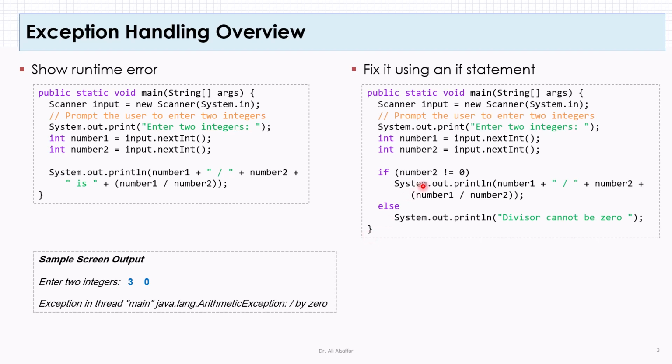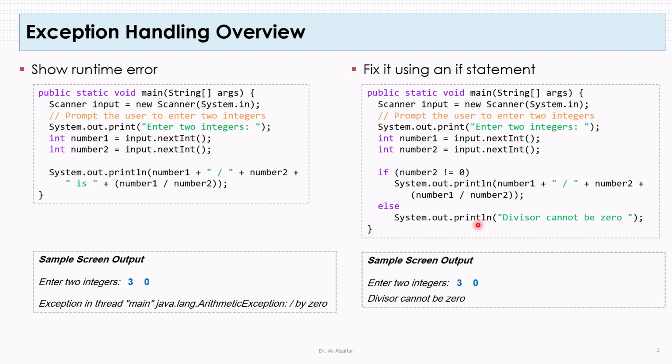A simple way to fix this error is to add an if statement to test for the second number, as shown in this listing. After reading the two numbers, number 1 and number 2, we have an if statement that tests number 2. If it is not equal to 0, then the program simply divides number 1 over number 2 and displays the quotient. However, if number 2 is equal to 0, then a message is displayed on the screen saying divisor cannot be 0, and in this case, instead of letting the program crash, we display a simple message that we cannot divide by 0.